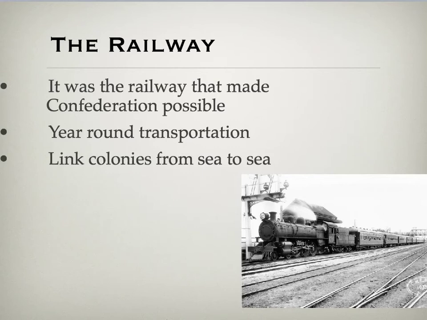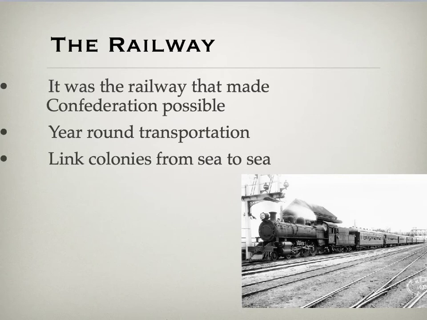The railway was the last key internal factor that we're going to be looking at that led towards Confederation. It was the railway that many saw made Confederation possible because many colonies agreed to support Confederation with the promise of year-round transportation. And when British Columbia joined, it was the concept and slogan that now the colonies would be linked from sea to sea with the railway.